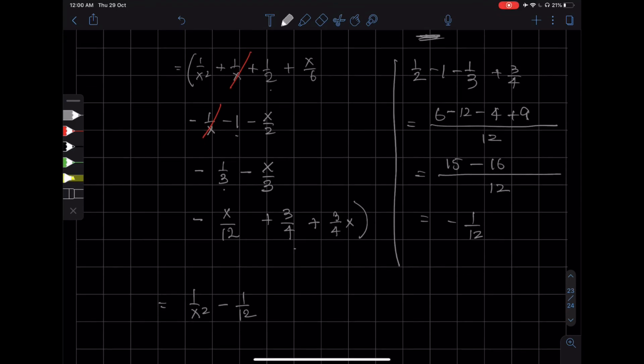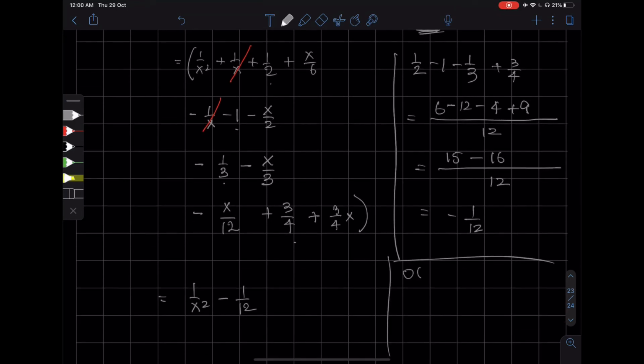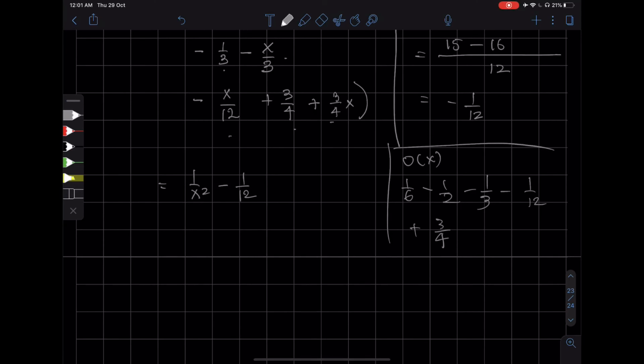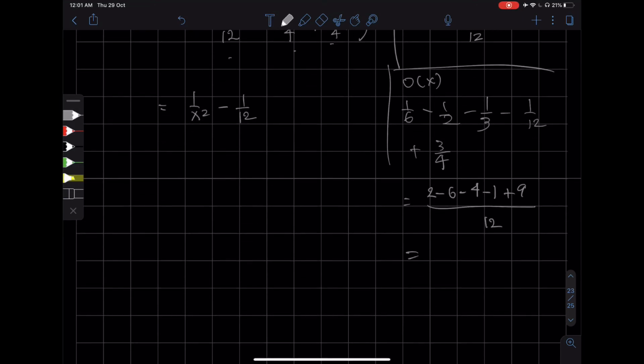And then what about the linear term? So the coefficient of the linear term, the first guy is 1/6, and that's this thing. Then this guy is minus half, and this thing is minus 1/3, and this thing is minus 1/12, and this is plus 3/4. Of course, the denominator will be 12, so here we get 2 minus 6 minus 4 minus 1 plus 9. So we get 9 plus 2 is 11, and 6 plus 4 is 10 plus 1 is 11.